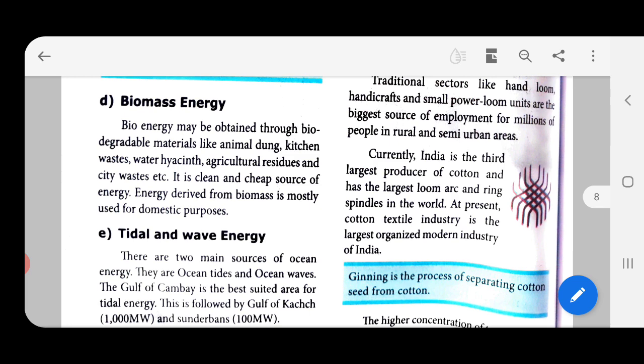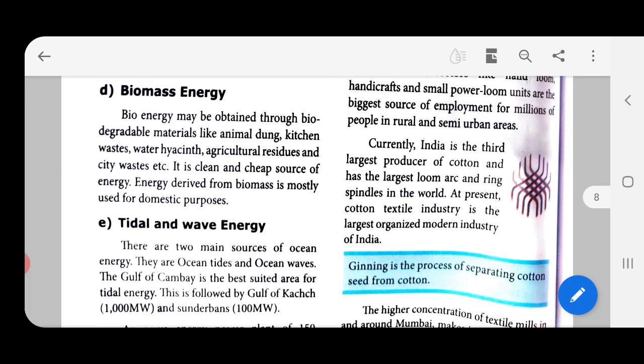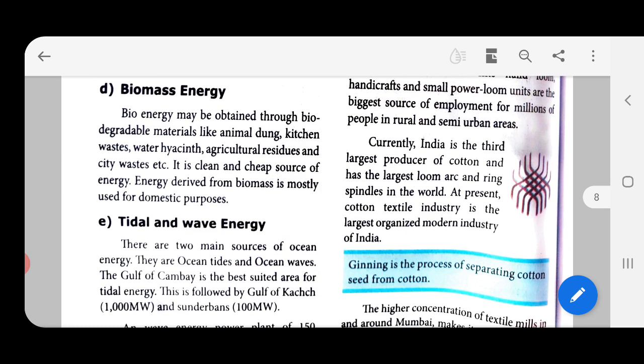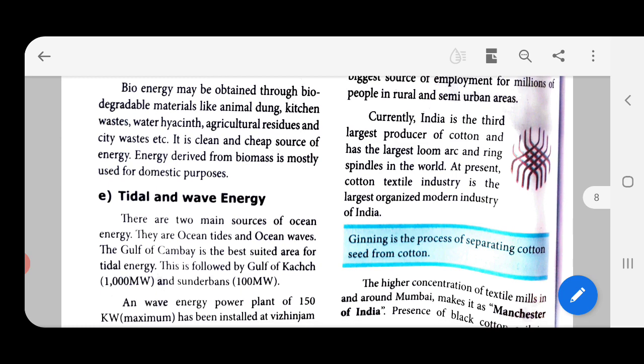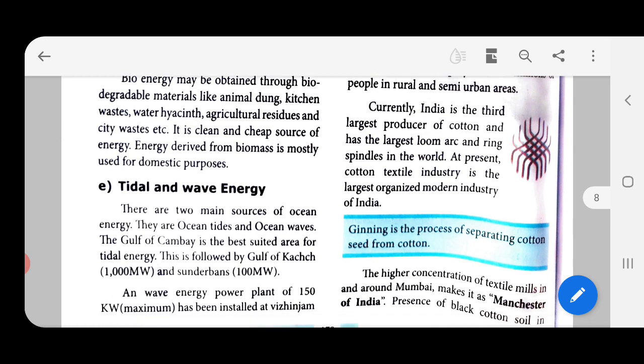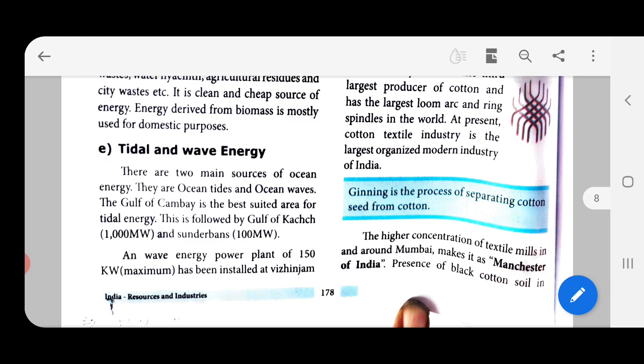Biomass energy. Bioenergy may be obtained through biodegradable materials like animal dung, that is the waste of animals. In olden days, they even used this to cook their own meals. So that's animal dung. Kitchen waste that we throw, agricultural residues and city waste, all these are converted into biomass energy. It is clean and a cheap source of energy. Energy derived from biomass is mostly used for domestic purposes, that means in houses.